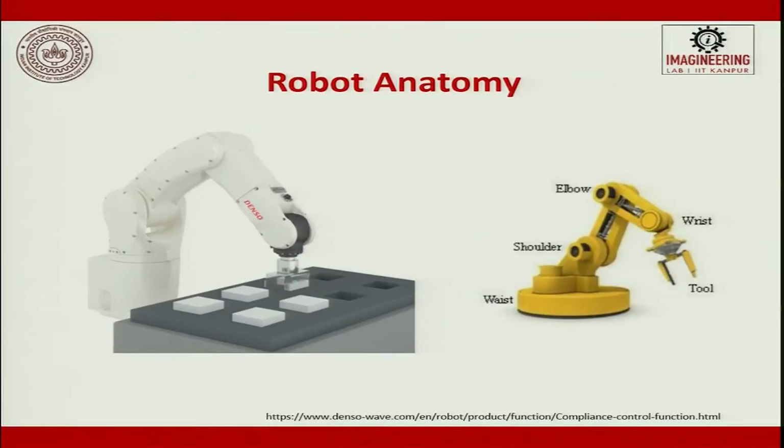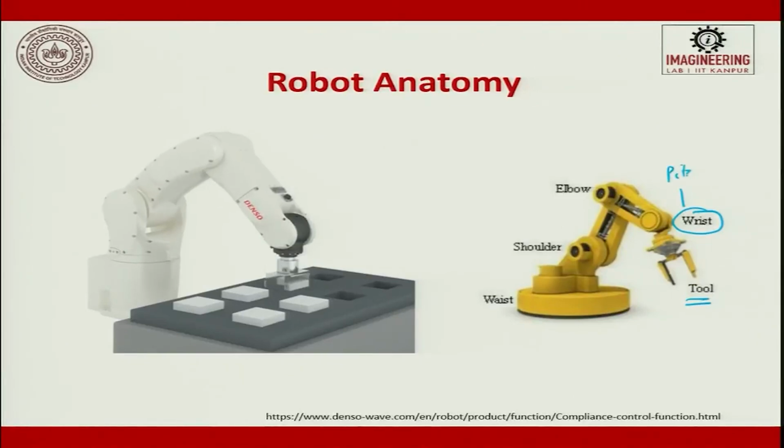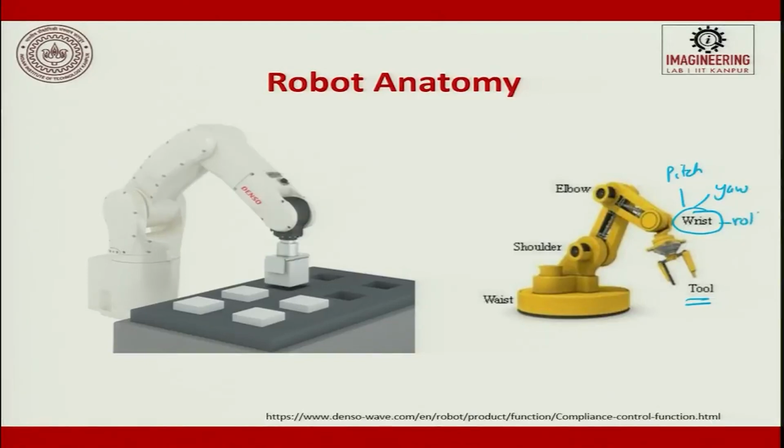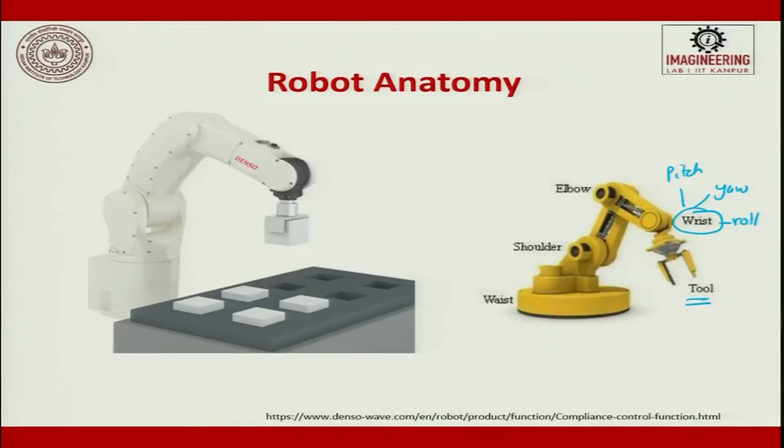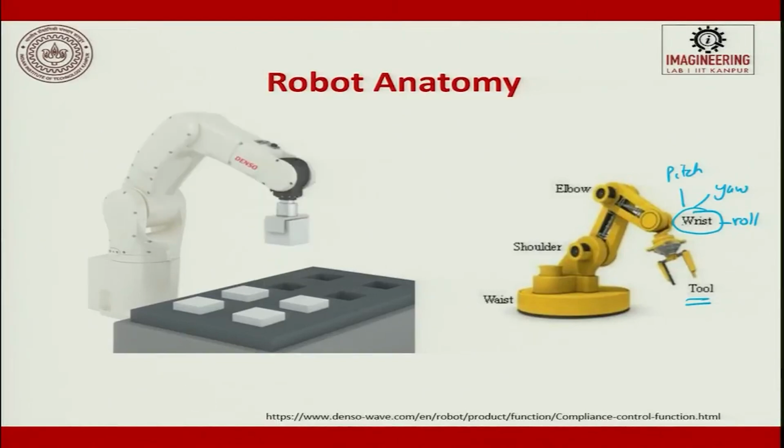So, here is a robo which is used for pick and place. Here is a tool, this is a wrist. The wrist can rotate and do various operations. It can do pitch, it can do yaw, it can roll. Roll is rotation, pitching is moving up and down, and yaw is moving left and right. So, all these things can be done by a wrist.